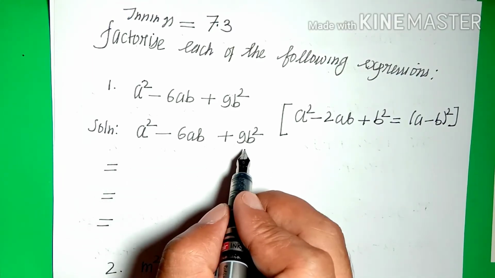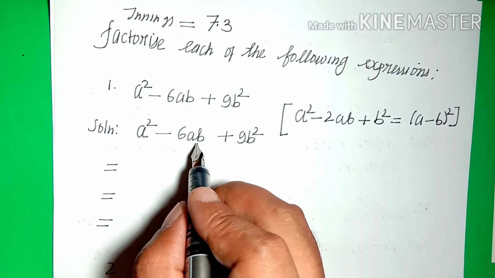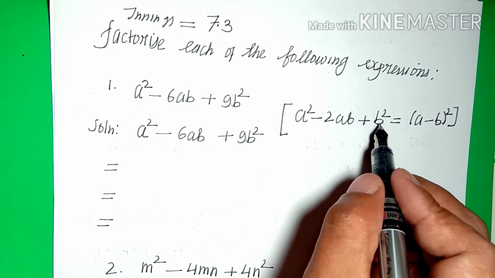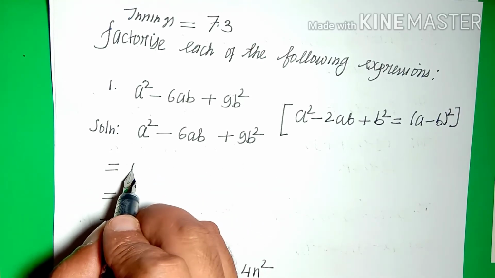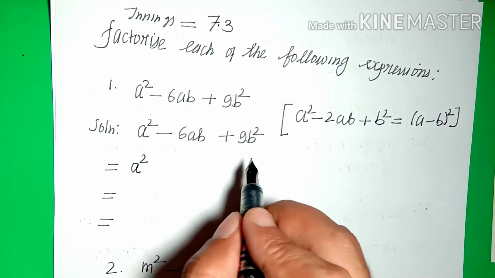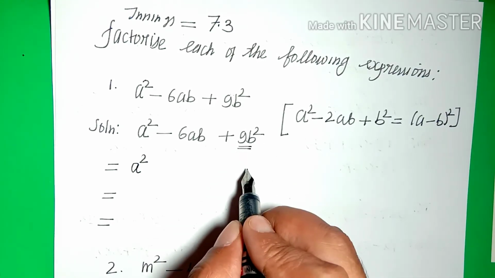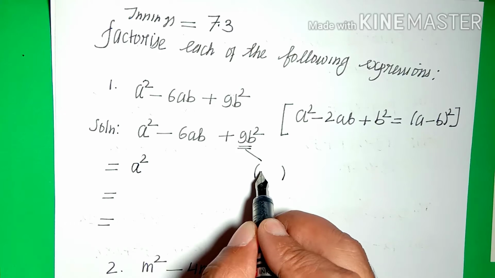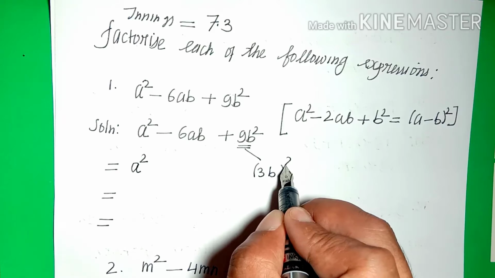So the given expression is a perfect square trinomial. You'll have to convert it into this form, a square minus 2ab plus b square. The first step is to see whether it's a perfect square or not. This can be taken as a square. Now we need b square, so we have to get the value of b. We know that 9 is a perfect square of 3, and it has a variable b, so we take b square.